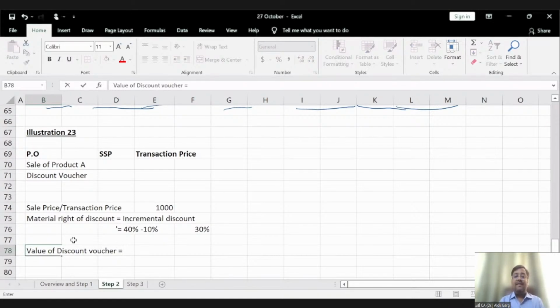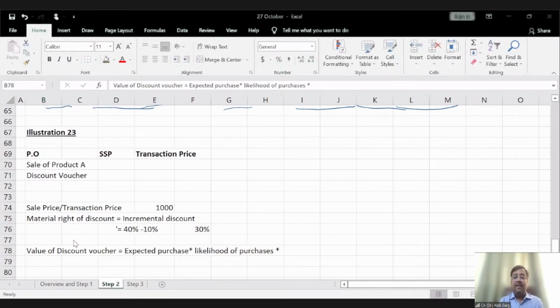Value of discount voucher is equal to expected purchases, multiplied by likelihood of purchases, multiplied by material right to discount.